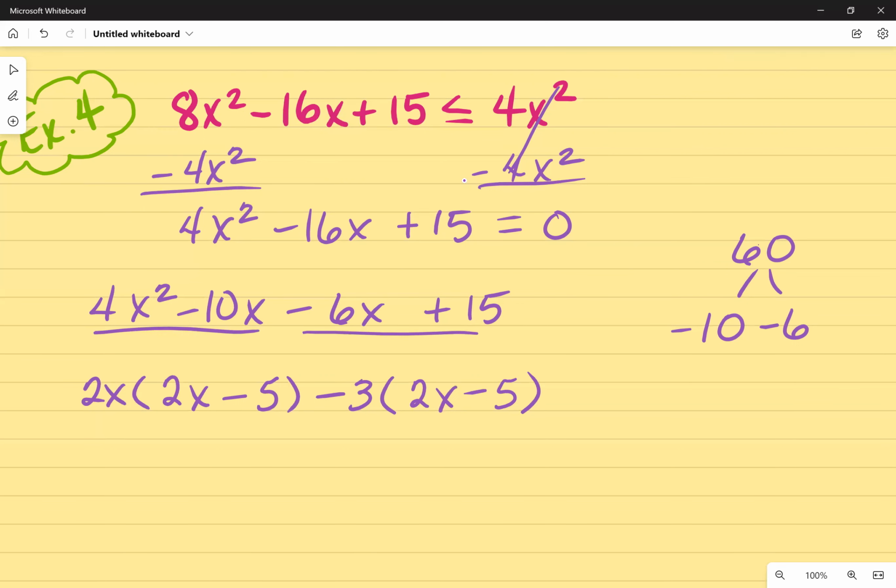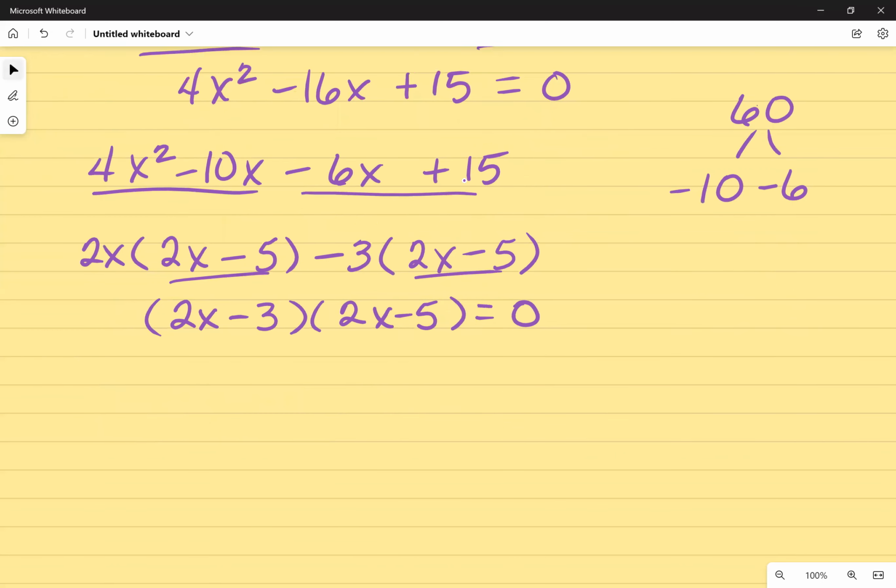If I'm doing it correctly, what's in the parentheses will look exactly the same because that's my new greatest common factor. And that is 2x minus 5. What's left over is the 2x minus 3. So I'm going to put that in its own set of parentheses. And again, it does not matter which one comes first. All of this is set equal to 0.